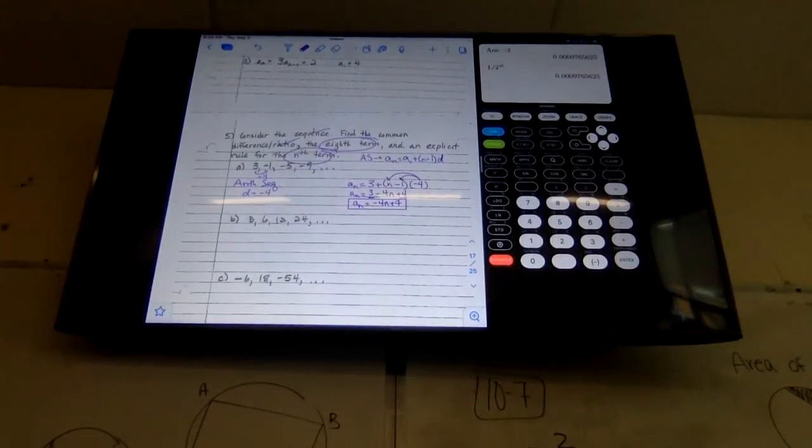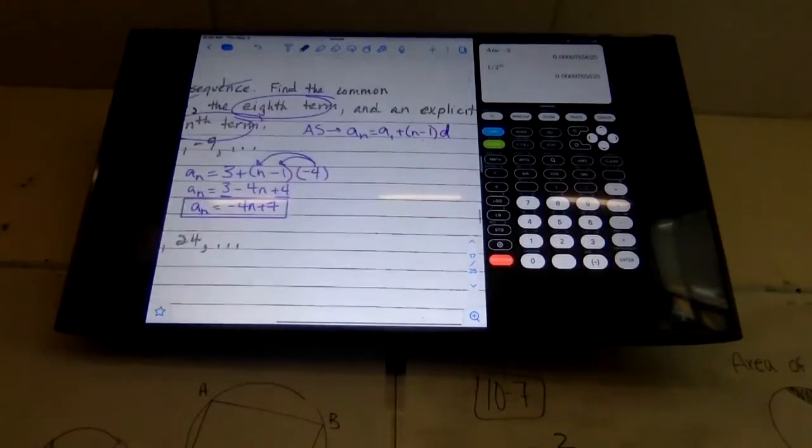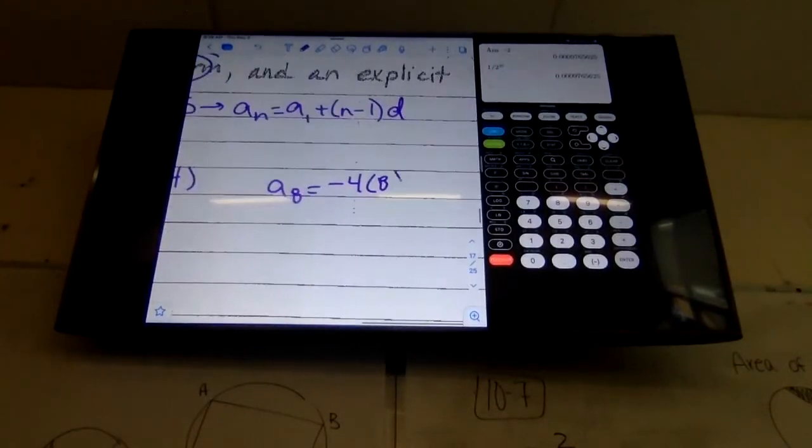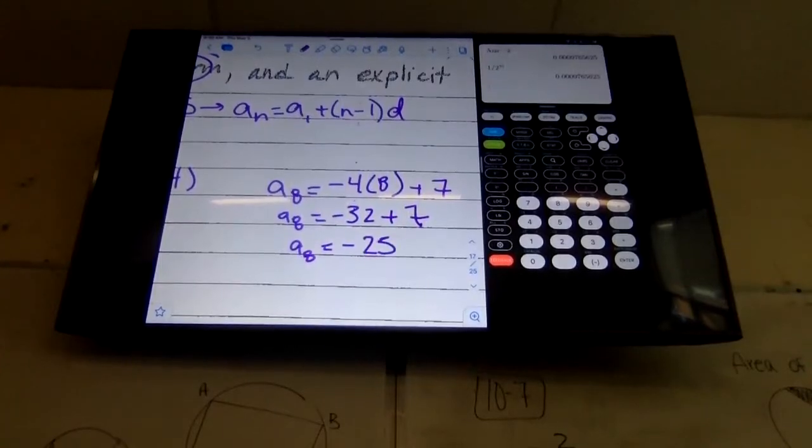Find the 8th term. Let me move this over. So how do I take my explicit function and find my 8th term? Plug 8 in for n. a sub 8 equals -4 times 8 plus 7. -32 plus 7 is -25. Good. I know mental math is hard in the morning, but we got it.